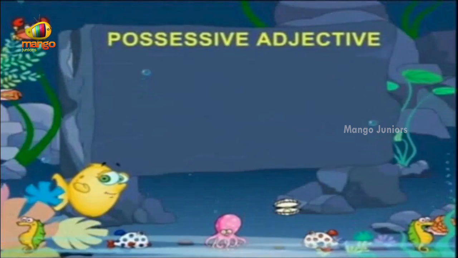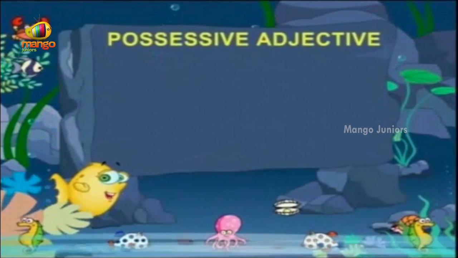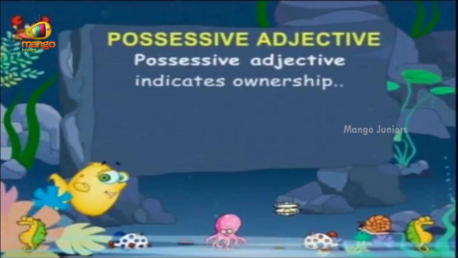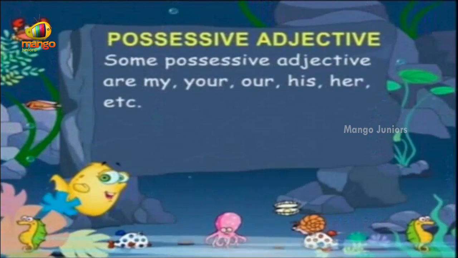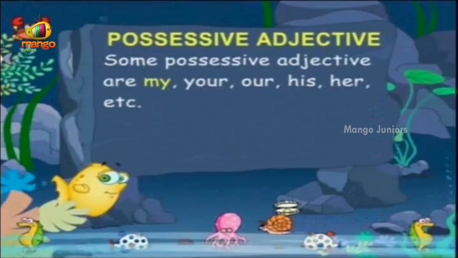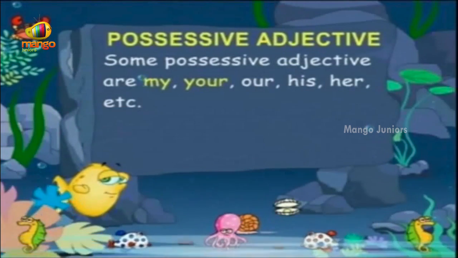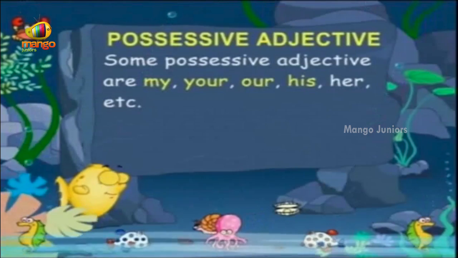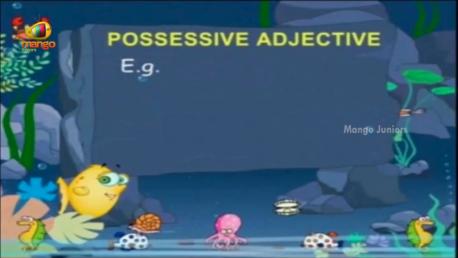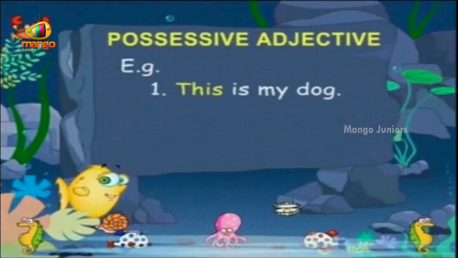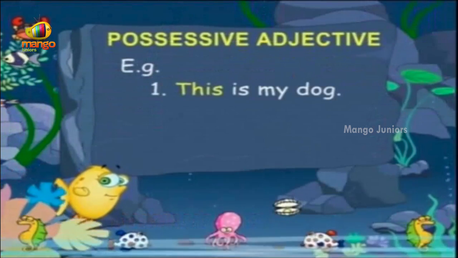Now let's see what the possessive adjective is. The possessive adjective indicates ownership. Some possessive adjectives are my, your, our, his, her, etc. Some more examples of possessive adjectives: This is my dog. That is your pen.